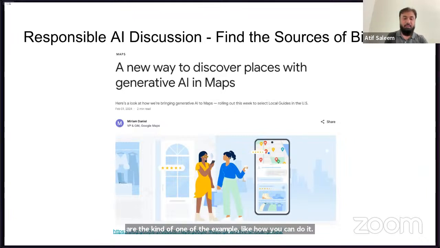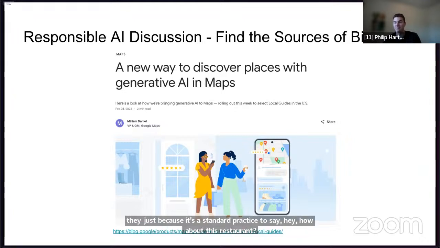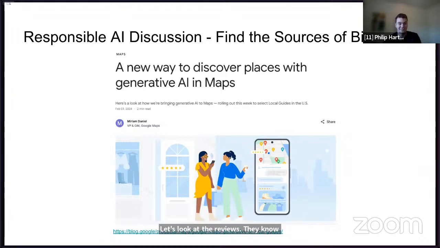And do you have any other example, like the Google Maps one we discussed? How do you find these sources of bias? Yeah, I think it's similar to the grading example from the book. A lot of people use models trained on biased data or taking in biased inputs, because it's standard practice to say, "Hey, how good is this restaurant? Let's look at the reviews." No one thinks, "Oh, that's biased," but it very much is.